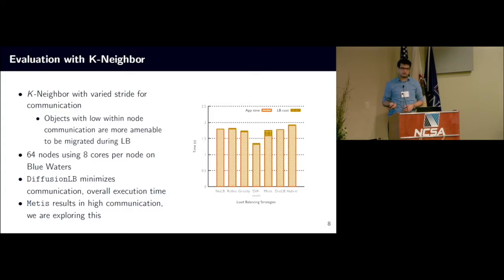This is with 64 nodes using 8 cores on Blue Waters. Diffusion LB is the short bar here in the middle. And you can see that it minimizes communication, and because of that, it minimizes overall execution time. Another strategy that should perform similarly to this, Metis, which is the bar right next to Diffusion LB, for some reason results in high communication, and we're not really sure why that's happening yet. That's currently a topic of exploration.